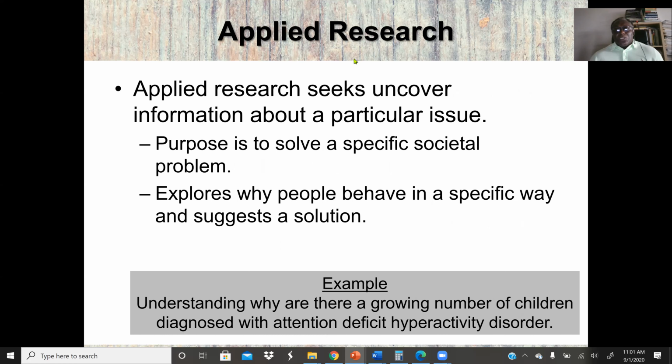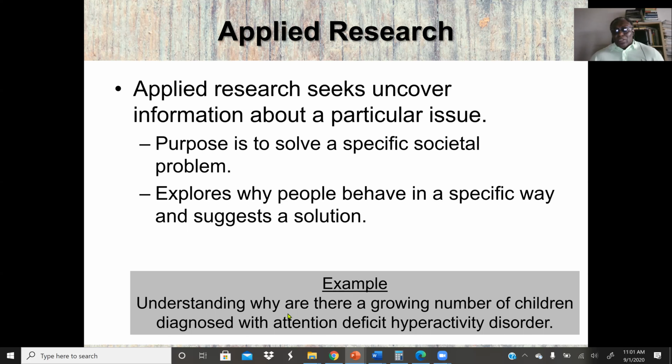So that's the applied research. Applied research uncovers information about a particular issue. The purpose is to solve a specific societal problem. Also, it will explore why people behave in a specific way and suggest a solution. So these are applied research.